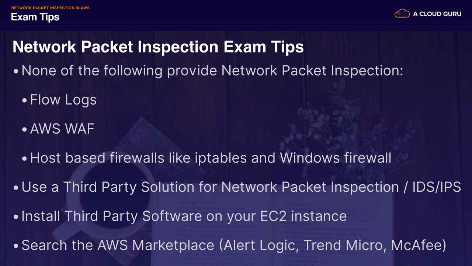And the three main vendors to look out for are AlertLogic, Trend Micro, and McAfee. So if you go onto the AWS Marketplace, sometimes you can either just subscribe to a service or download an AMI to install an EC2 instance with everything already configured for you.